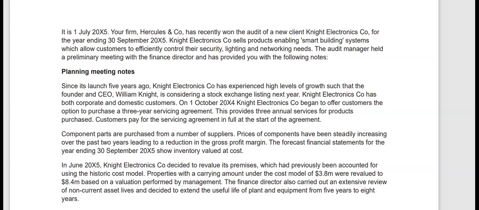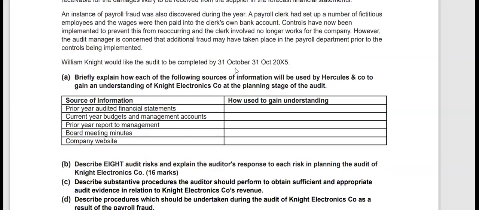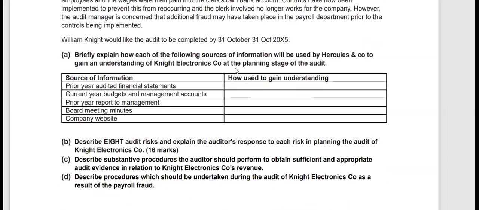Hi guys, in continuity of the question September-December 2023 for section B question that we were doing before, let's continue the question and move to the second task of this CR. So the second part of this CR was to describe 8 audit risks and explain the auditor's response to each risk in planning the audit of Knight Electronics Company for 16 marks.